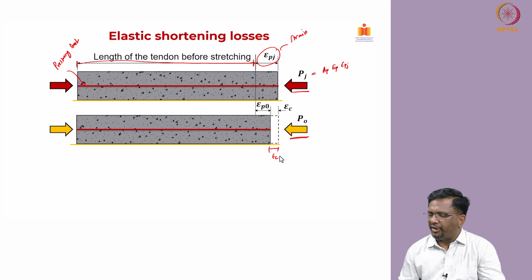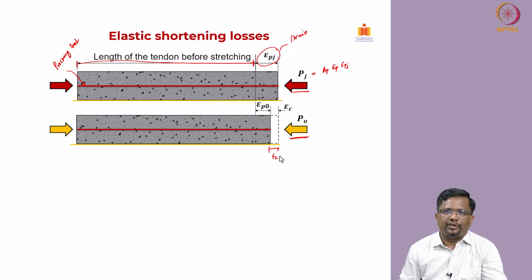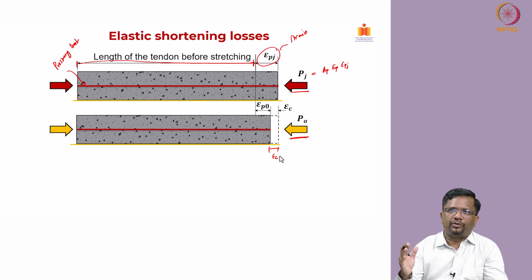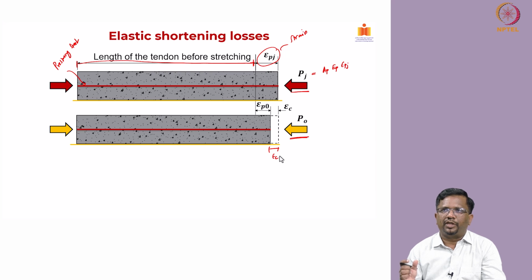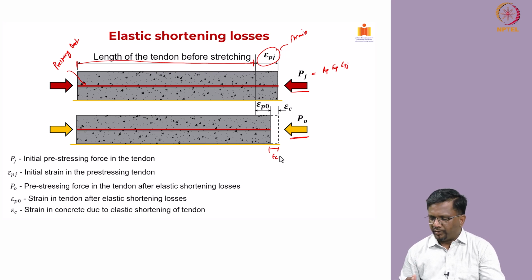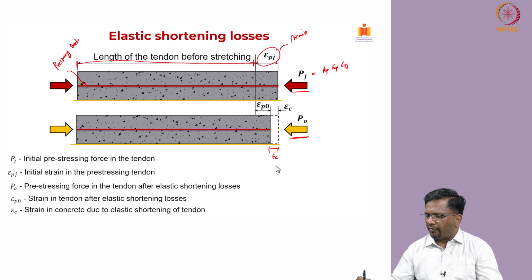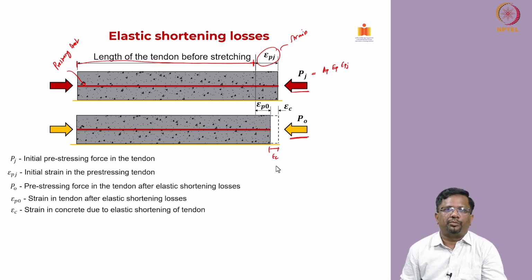Now, how much will be the strain that will be left? Initially, we had epsilon p j. Now, the concrete has also shrunk by epsilon c. So, the net strain that is available in the pre-stressing steel is epsilon p naught. So, epsilon p naught will be equal to epsilon p j minus epsilon c.